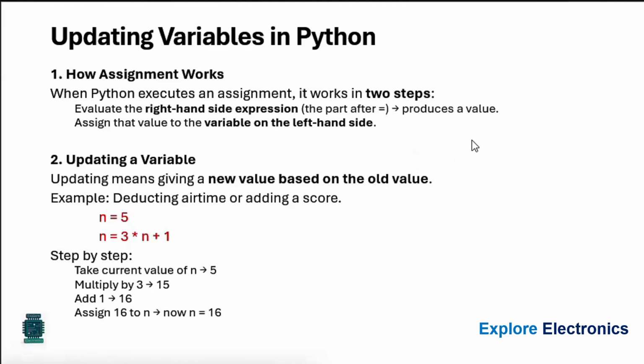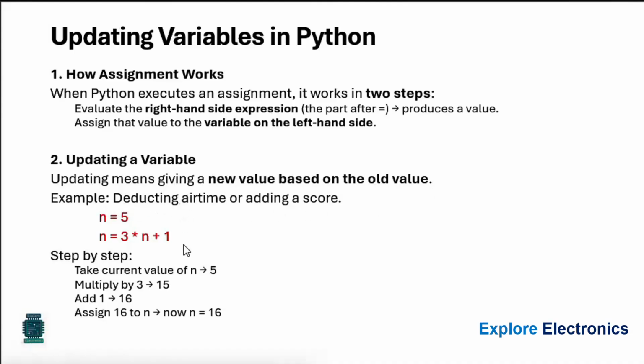If I take a is equal to 5 plus 2, it will evaluate 5 plus 2, produce the value 7, and assign that value to a. Now a is equal to 7. Got it? This is how the assignment operation works. Let us see how a variable can be updated. Updating means giving a new value based on the old value, which means we already have a value for that variable name and we assign one more new value to that existing variable.